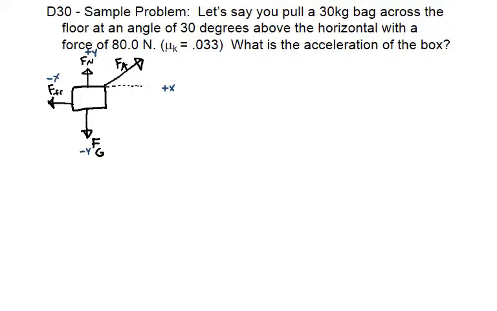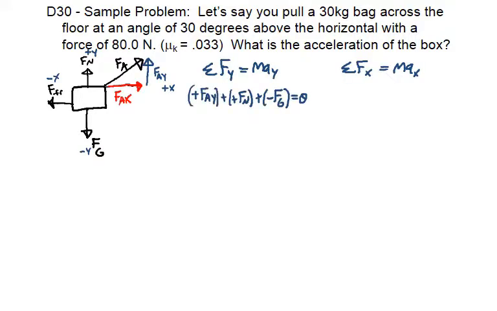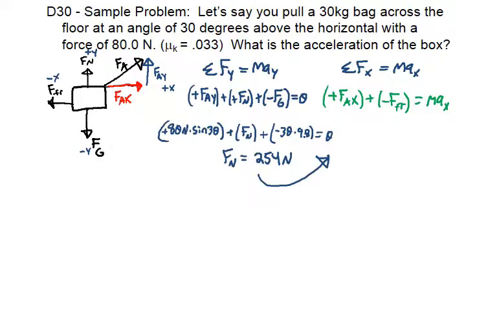Okay, so let's see how you did. We should get for our sum of the forces in the y, positive force applied in the y plus the positive normal force plus the negative force of gravity equals 0. And then for the x, positive force applied in the x plus the negative force of friction equals ma in the x. And to get the force applied in the y, we have 80 newtons, which is the hypotenuse, times the sine of 30. And we've got the force of gravity, which is 30 kilograms times 9.8. And we bring that to the other side and then subtract.